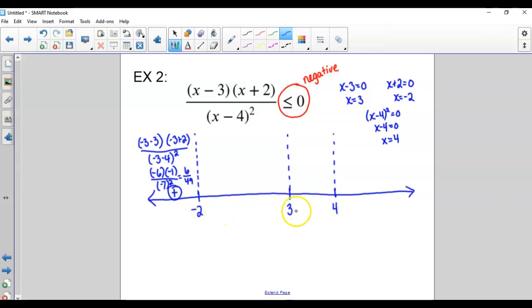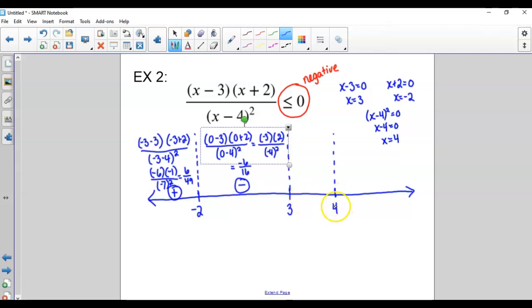All right, between negative 2 and 3, I need to pick a number. Easiest number to pick here is 0, but you could use negative 1 and 2. Those are all pretty simple as well. So if I pick 0, 0 minus 3 times 0 plus 2 over 0 minus 4 squared is going to give us negative 3 times 2 over negative 4 squared. So that ends up giving us negative 6 over positive 16. Negative over positive is going to give us a negative answer.